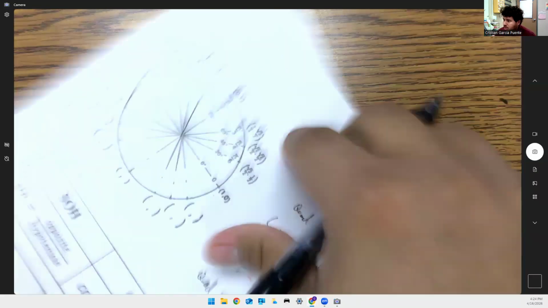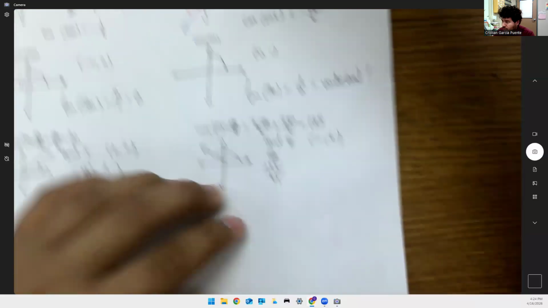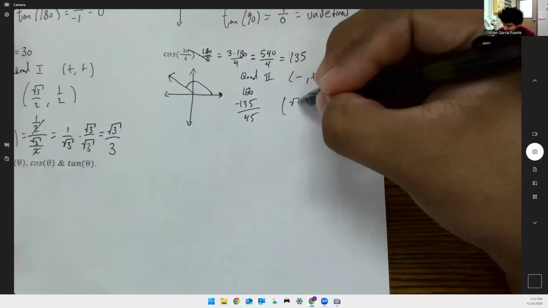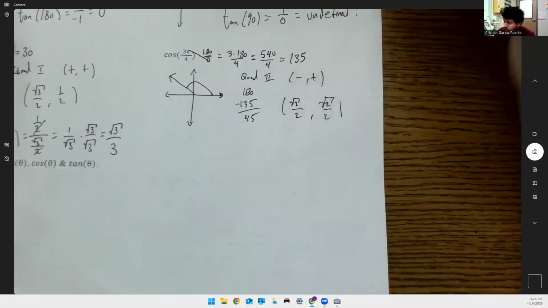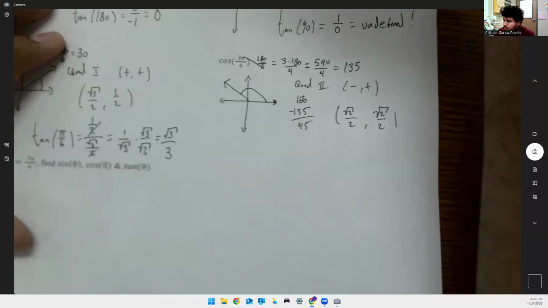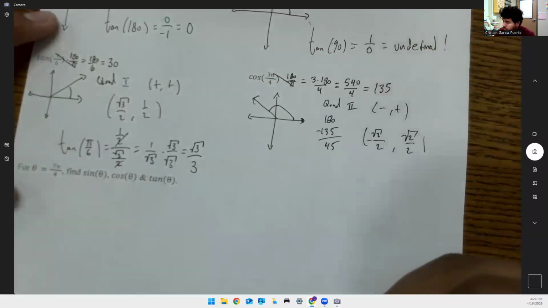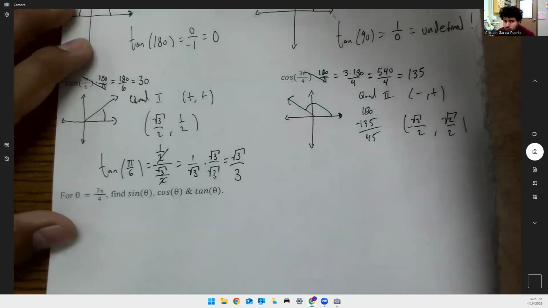is at 45 degrees. At 45 degrees, it's root 2 over 2 for both the x and the y. So over here, you're going to put root 2 over 2 and root 2 over 2. But we said that there's a minus, so your x here is going to be minus, and this one stays positive.